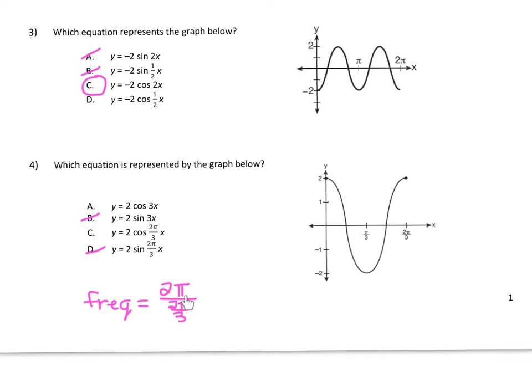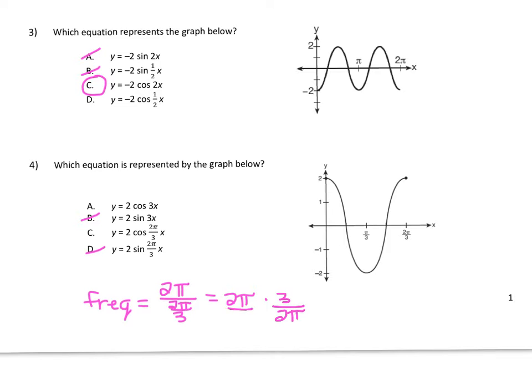Okay, so now whenever we have division and there's a fraction involved, we could do keep, change, flip. So we're going to keep the numerator. We're going to change this division to multiplication. And we're going to flip this fraction upside down. So now it'll say 3 over 2 pi.